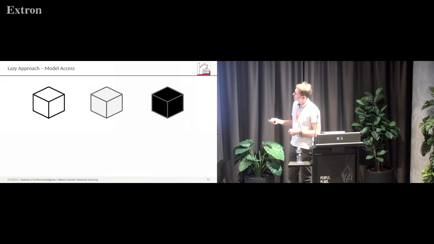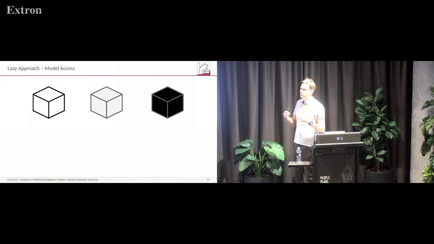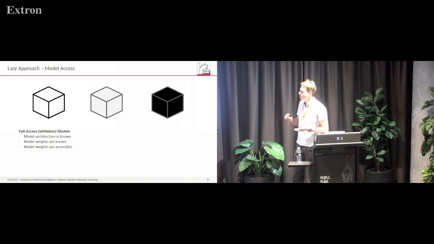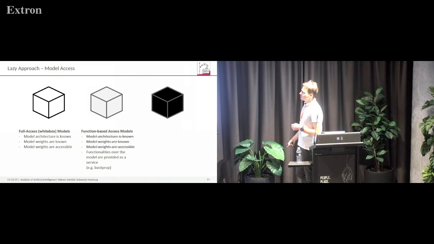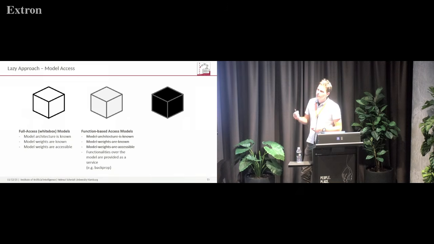At this point, let's take a step back and speak about model access. If you have neural networks or machine learning models in general, you have different types of model access. Either you have a full access white box model, where you know everything, so the model architecture, the weights and biases. This is the part where the eager approach was capable of handling this. But you also have the part where you have only function-based access to the model. So you do not really know the architecture, and you do not really know the weights and biases. But instead, you have dedicated functionalities available, such as backpropagation.